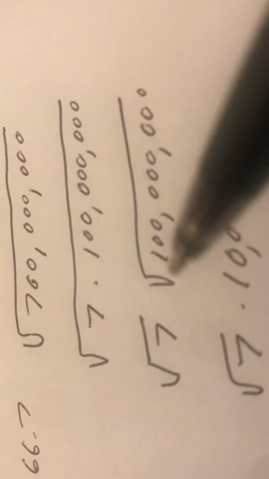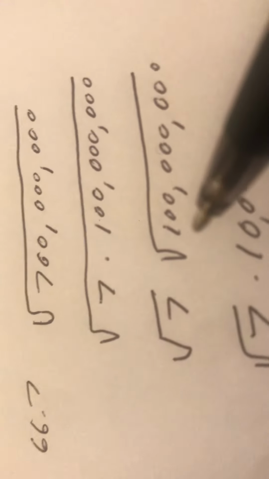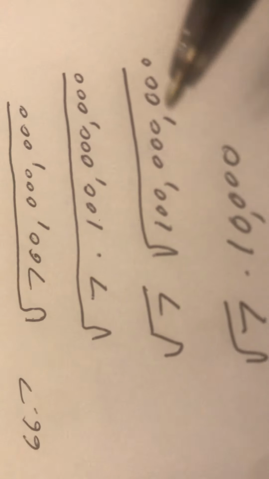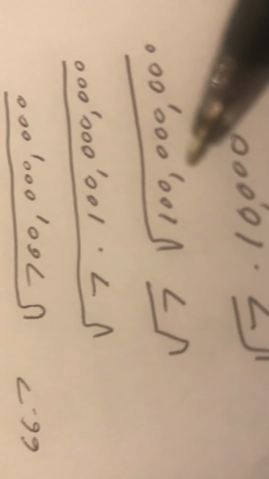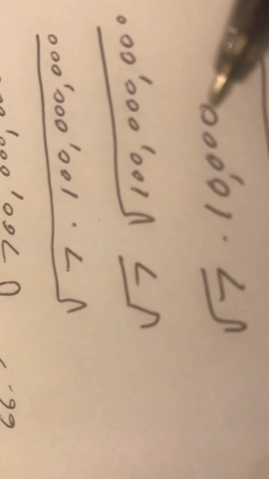The last example, we have an even number of zeros. It's 7 times 100,000. Or square root of 100 million. Square root of 7 times 100 million. There are 8 zeros here. The square root of 8 zeros is just half, so 4 zeros. Square root of 7 times 10,000.